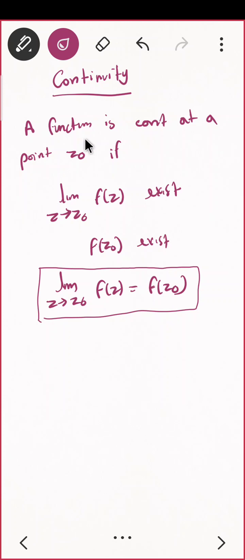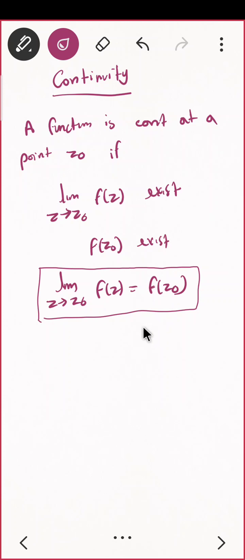In previous cases, in the definition of limit, this value is something w naught, correct, that was not the same as f of z naught. So that was the definition of limit. Here the definition of continuity is that w naught will be f of z naught, and every theorem will be the same as whatever algebra we have done, correct. Now let us write the definition.